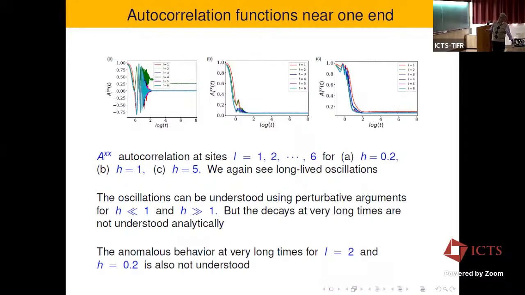We don't really understand several things about this. These oscillations we can find in some perturbative limits, h very large or h very small. But at intermediate values of h, we don't really understand why there are these oscillations. Also, we don't understand why they decay at all. That probably has to do with transitions to other states, and you have to use Fermi's golden rule to understand that. And also this anomalous behavior for L equals 2, we don't understand.